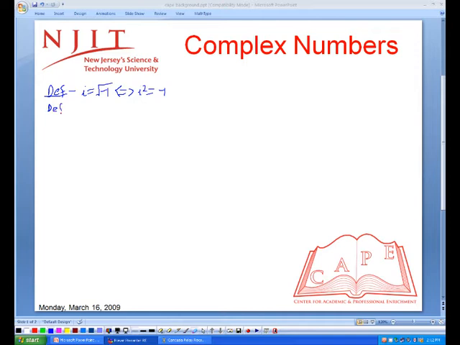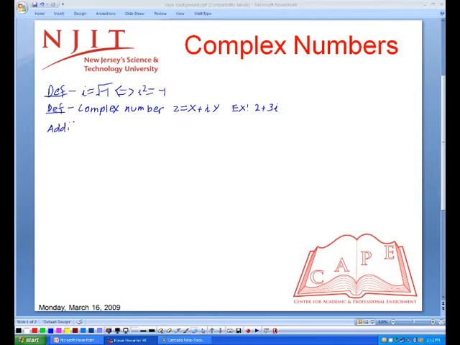Next, we define what a complex number is. So a complex number z will equal x plus iy. For example, 2 plus 3i is a complex number. x and y are always real numbers. What makes it complex is the i.